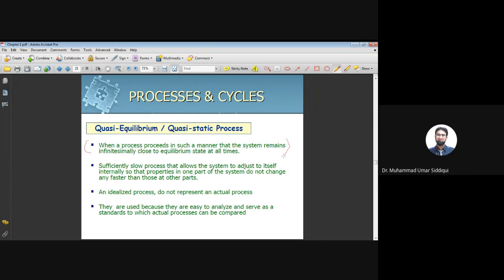Any example of quasi-equilibrium? You will have examples of it, okay? Don't worry about it. When we move towards the next chapters, then you're going to see.